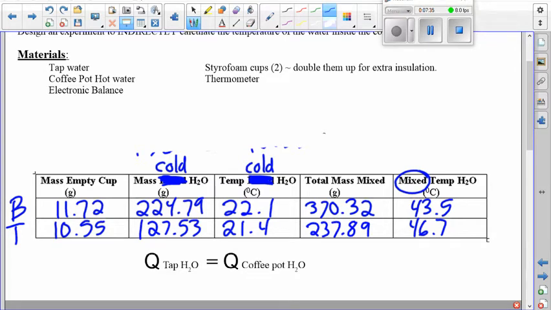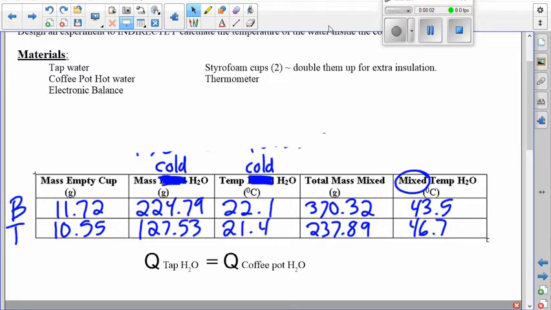Mr. B, wouldn't you have to subtract the cup from the total mass? Oh, I love what you're thinking. This is just the total mass on purpose. So remember, this is the cup and the hot water and the cold water. So I see what you're thinking, Muhammad. You're like, wait a second, I'm going to have to manipulate that number. You are correct.